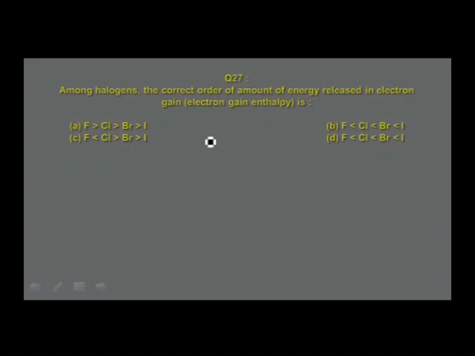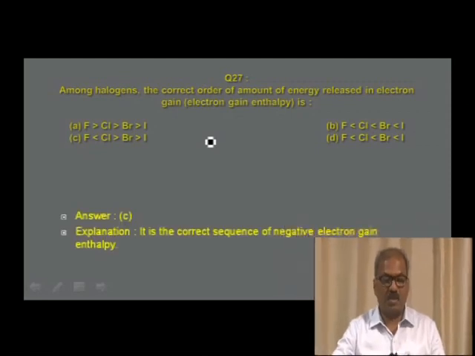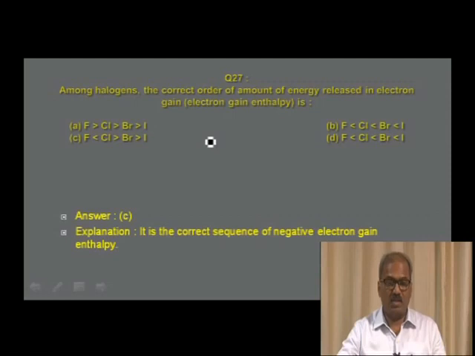Go to the next question. Among halogens, the correct order of the amount of energy released in electron gain, that is electron gain enthalpy, is: option A, F greater than Cl greater than Br greater than I. Option B, F less than Cl less than Br less than I. Option C, F less than Cl greater than Br greater than I. Option D, F less than Cl less than Br less than I. We have discussed it already in the synopsis. The correct answer is option C, F less than Cl greater than Br greater than I. Among the halogens, this is the correct order for electron gain enthalpy.